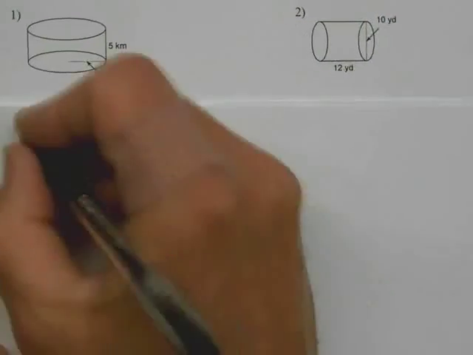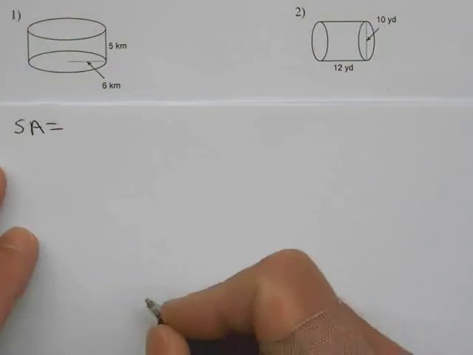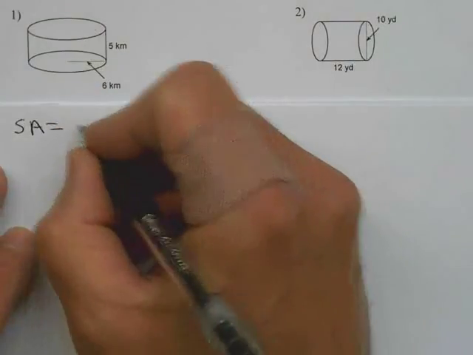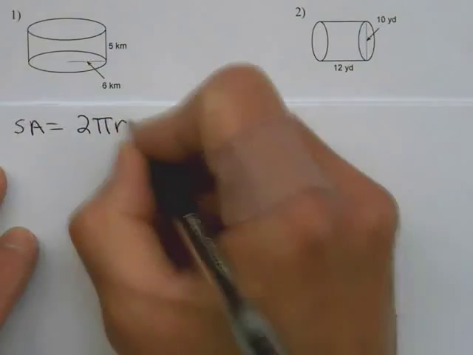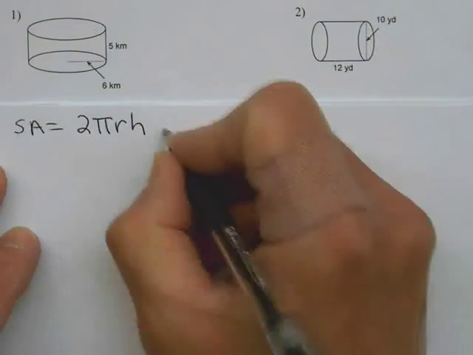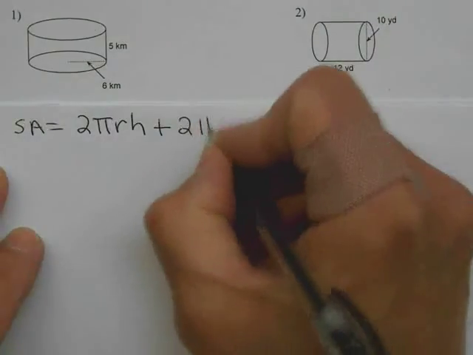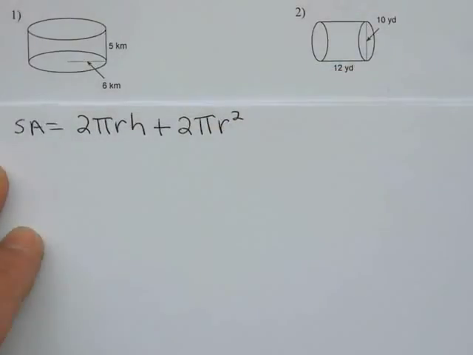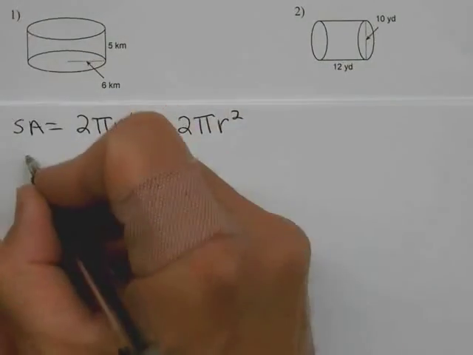The surface area of a cylinder is equal to the circumference times its height. In other words, 2 pi r is the formula for circumference. Multiply that by the height, and we're going to add that to the area of both bases. And the area formula for a circle is pi r squared, but we have to multiply that by 2 because we have two bases in a cylinder. And that's what we are going to use.